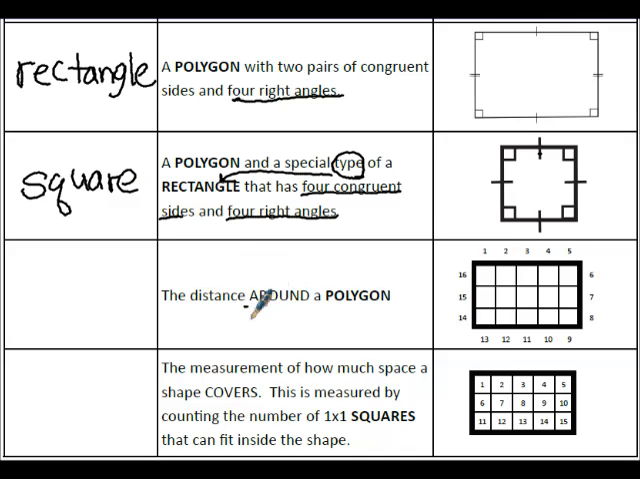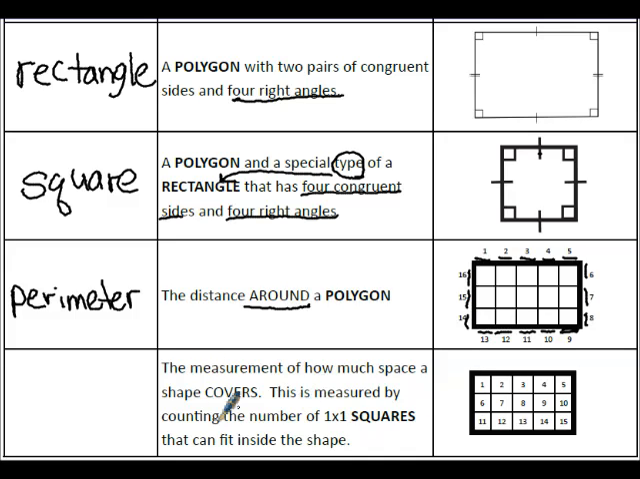The distance around a polygon. So if I go all the way around and count 1, 2, 3, 4, 5, 6, 7, 8, 9, 10, 11, 12, 13, 14, 15, 16. I just counted 16 units all the way around that shape or that polygon. That is called the perimeter.